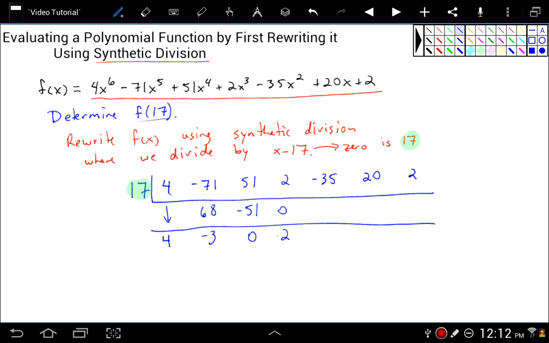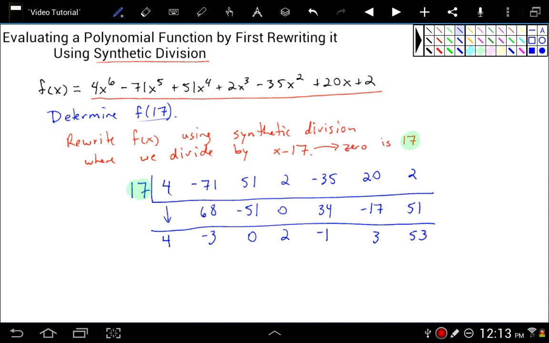17 times 2 is 34. Negative 35 plus 34 is negative 1. 17 times negative 1 is negative 17. 20 plus negative 17 is 3. 17 times 3 is 51, and 2 plus 51 is 53. Didn't use a calculator there. You may need to, depending on how good you are with arithmetic in your head.